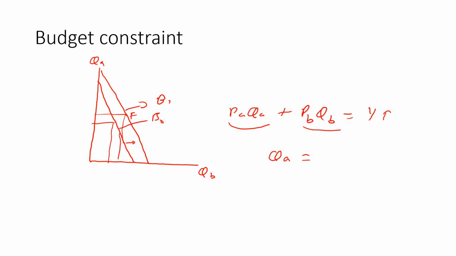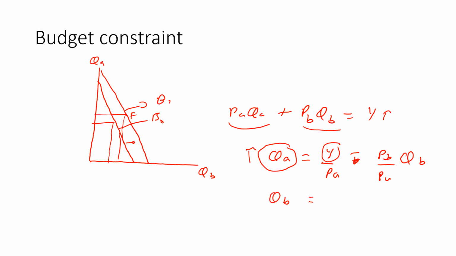In other terms, what about the consumption of QA? Again, that depends on Y over PA minus, sorry, this is a negative sign, minus PB over PA into QB. So an increase in Y increases our ability to consume more of A, and the same is true for B. An increase in Y again increases our ability to purchase more of B.